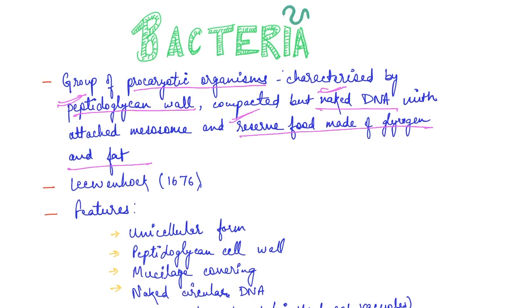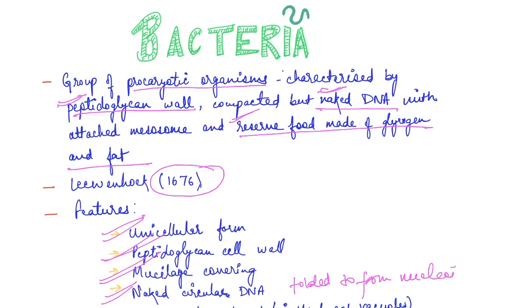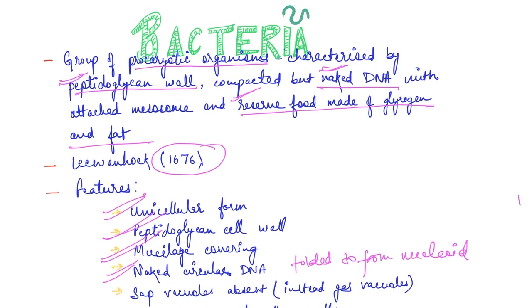So basically, it was discovered by Leeuwenhoek in 1676. Okay, so let's start with different features of bacteria. So they are unicellular. Okay, they have peptidoglycan cell wall. Then they have mucilage covering. Then they have circular DNA, which is naked and it is folded to form nucleoid.